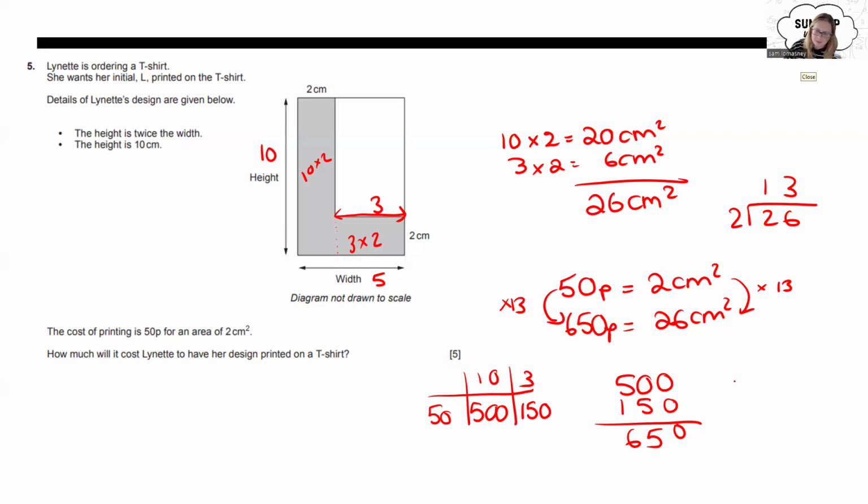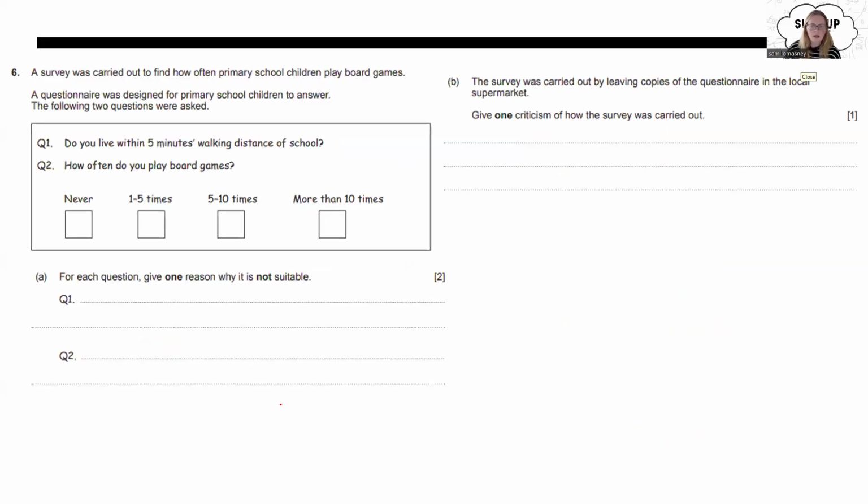It doesn't state what it needs to be in. Or you could state £6.50. That is it. Another 5 marker. So we're on 10 marks already. Perfect. Let's go on. Oh, a lovely questionnaire question.